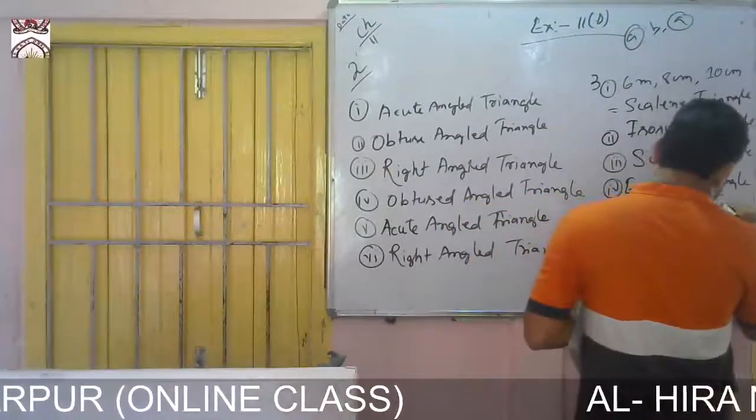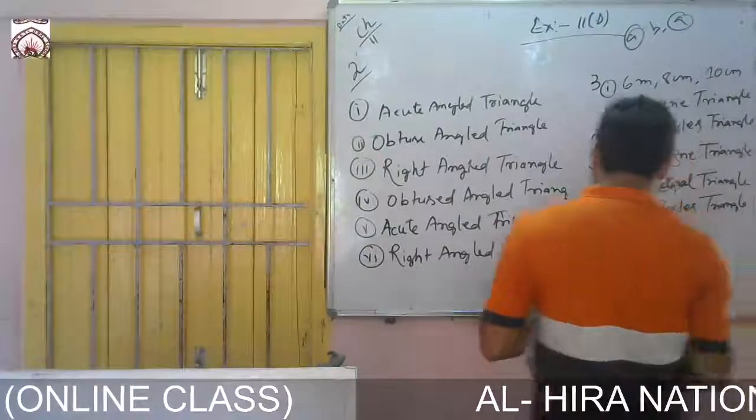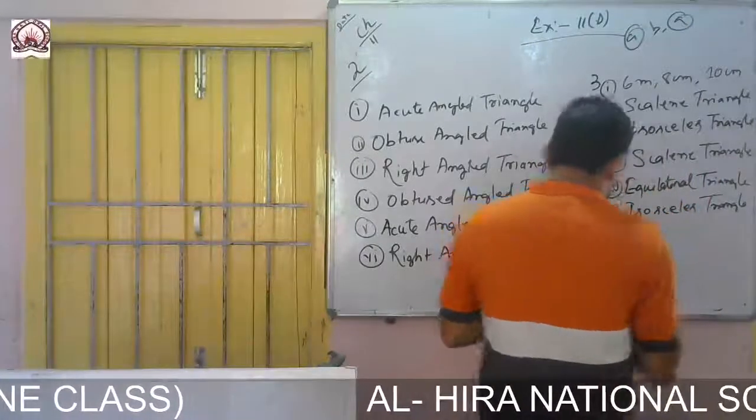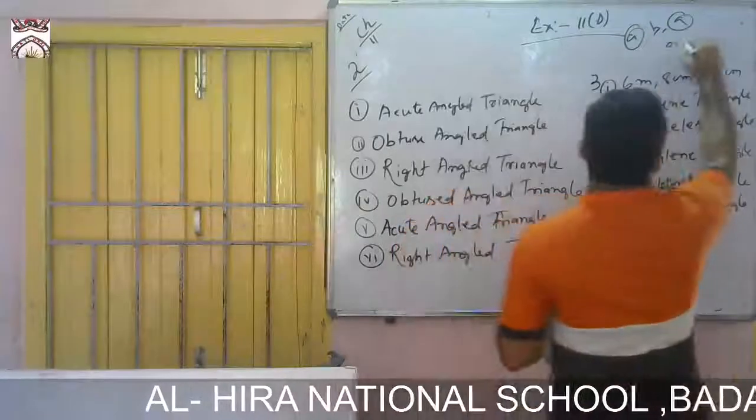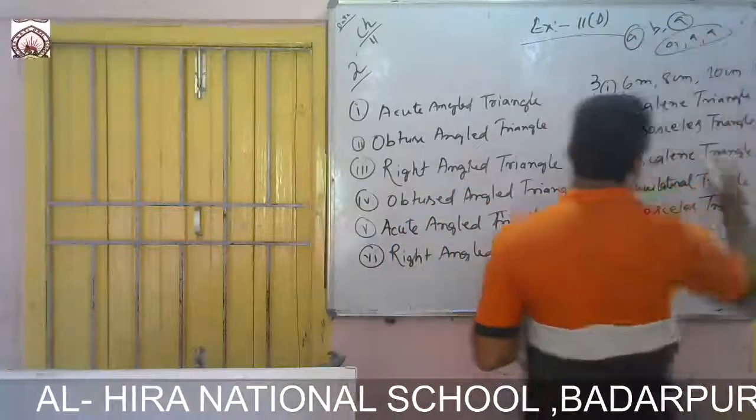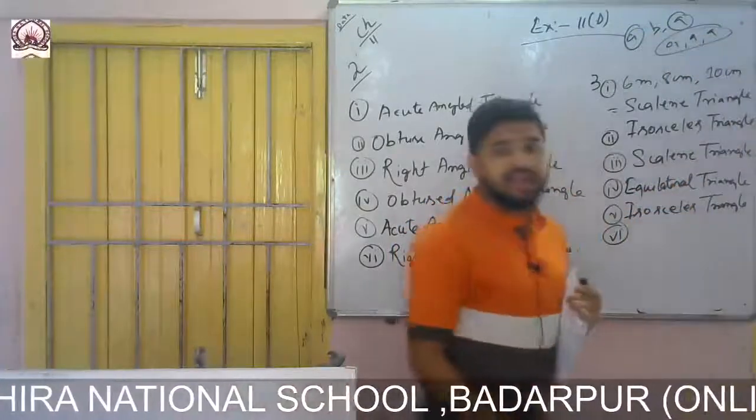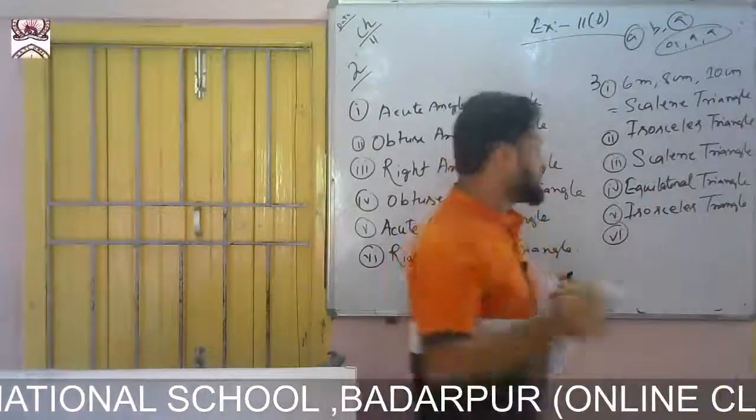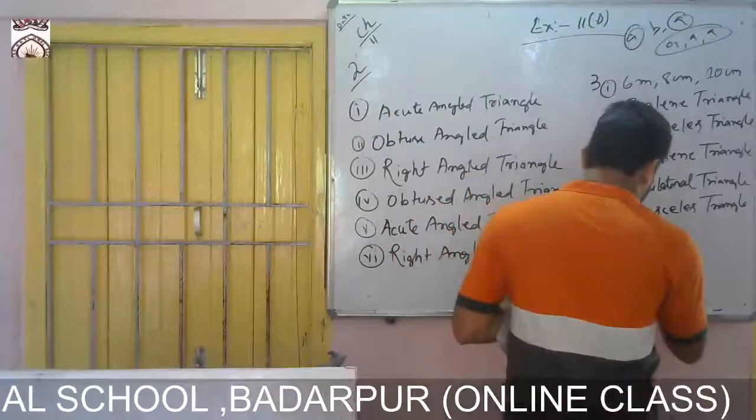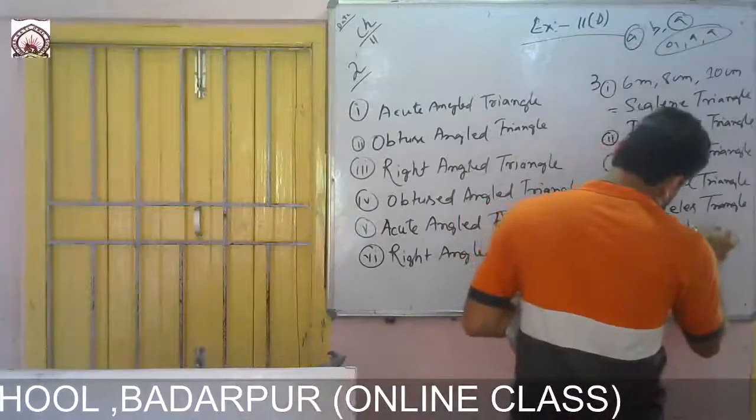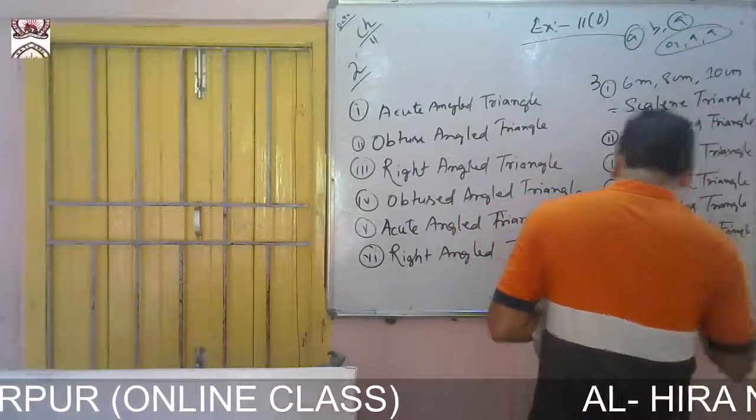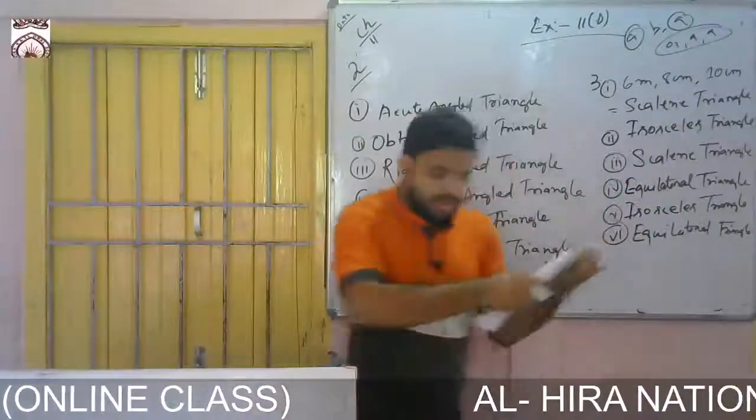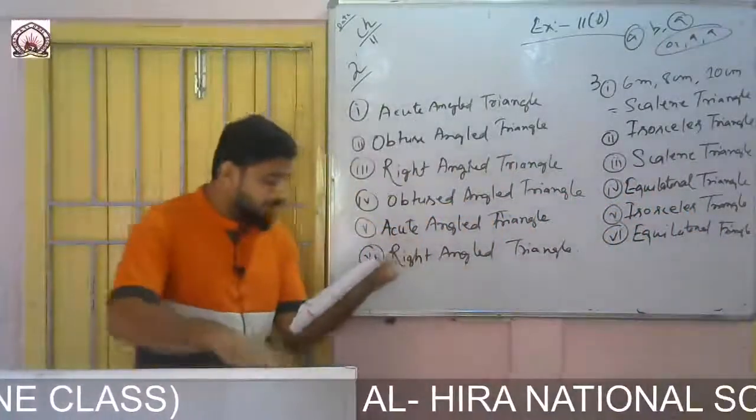Isosceles triangle. Now what? All are AAA. That means the measure of the 3 sides are the same. So it is what? Equilateral triangle. Okay. So now come to question number 4.